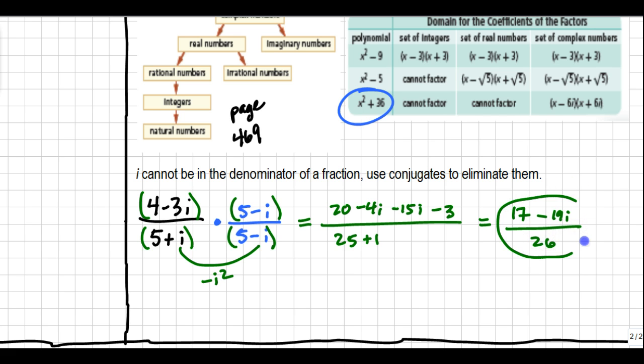I'm fine with students leaving their answer like that on a test or a quiz. Know that in the book, they're going to insist that you separate it into complex number form, which means you separate the real part from the imaginary part.